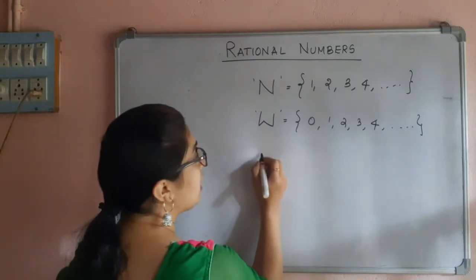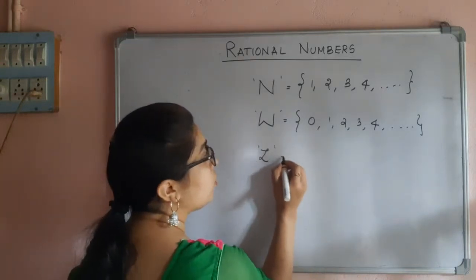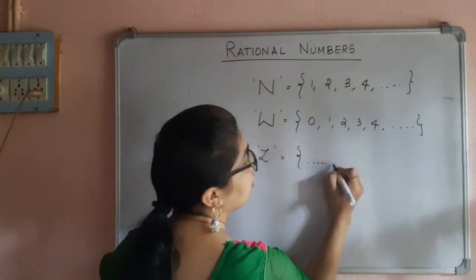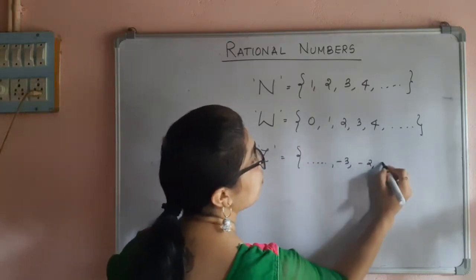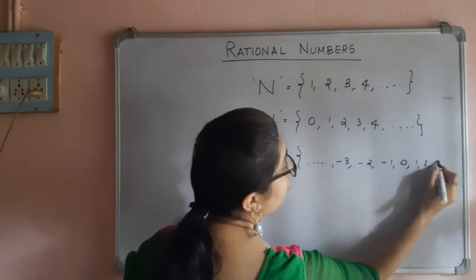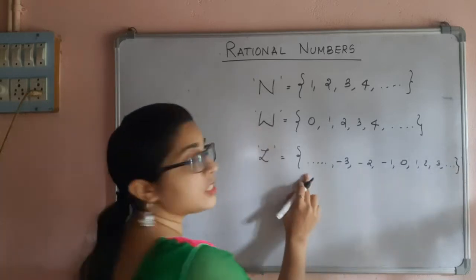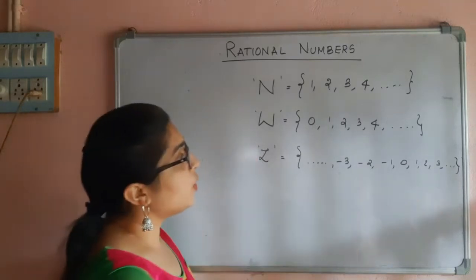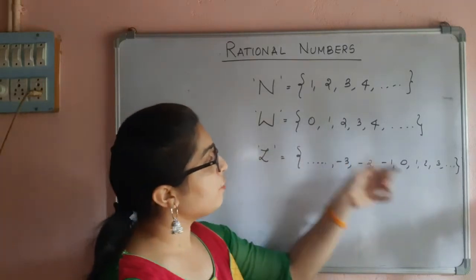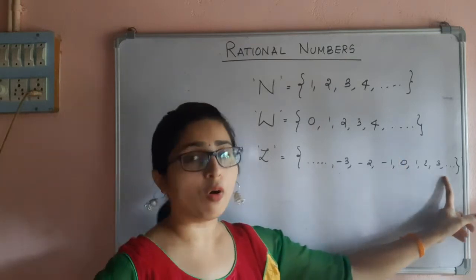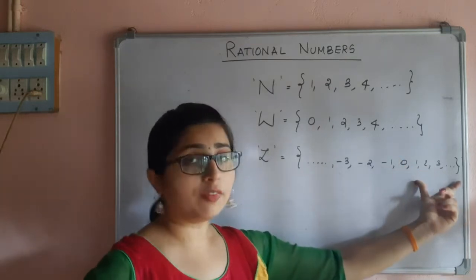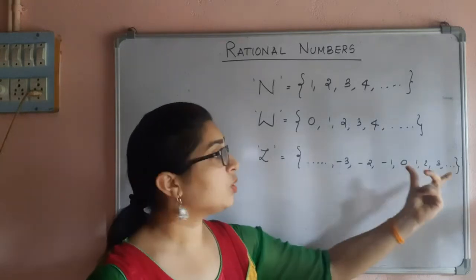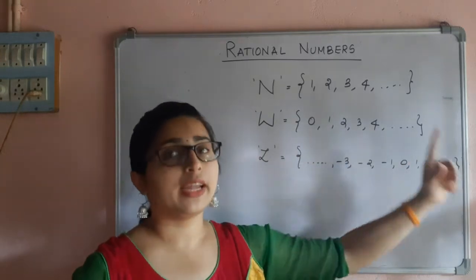And then come integers, denoted by capital Z, that is equal to -3, -2, -1, 0, 1, 2, 3 and so on. So this is from minus infinity till infinity. Now what is the difference here? You can see from 0, this is the set of whole numbers, right? And along with these whole numbers, I have included the negative numbers. So this forms the set of integers.